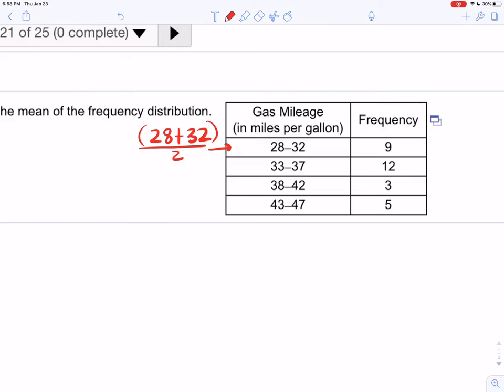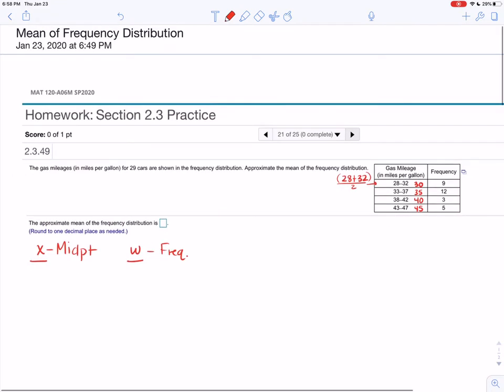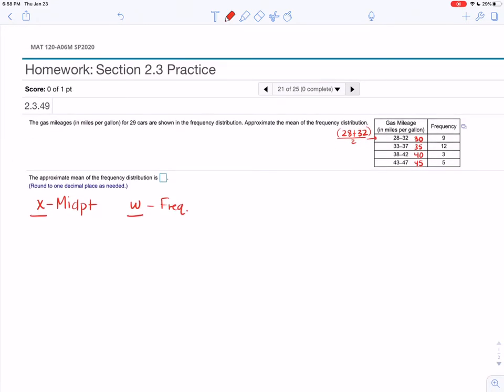So I'm going to go through each class here, and convert to the midpoint, and that's what I'm going to use to calculate the mean of this frequency distribution. All right, so I'm going to be looking at a midpoint of 30. I'm going to be looking at a midpoint of 35, of 40, and of 45. And those are the values that I'm going to use to represent each class. So that's going to be my x's here, my midpoints. And I'm going to weight each of those midpoints by the frequency.